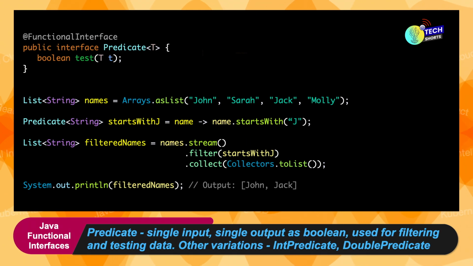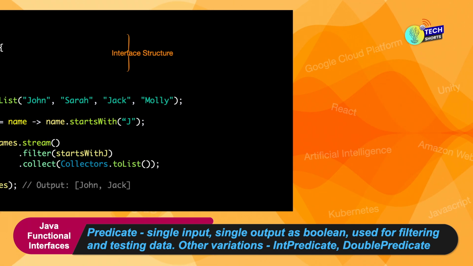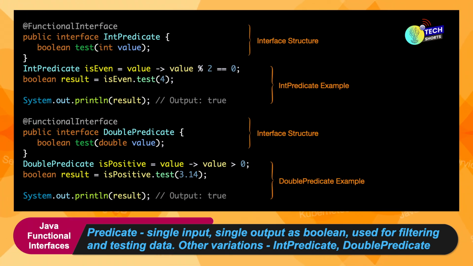Predicate functional interface represents a test function that takes a single input value and returns output as boolean. It is often used for filtering and testing data. Java also provides similar predicates such as IntPredicate when you provide int as input value and DoublePredicate when you provide double as input value.